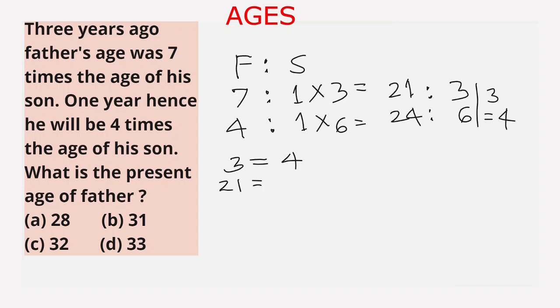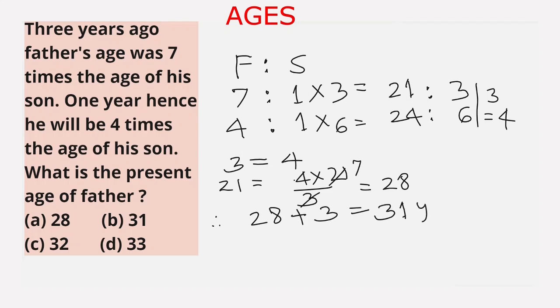So 21 will be equal to 4 times 21 divided by 3. 3 cancels 21 for 7 times, and 7 times 4 is 28. This is the age of father 3 years ago. Therefore the present age is 28 plus 3 equal to 31 years. Thus the father's present age is 31, and from the given options our answer is option B. We go to the next question.